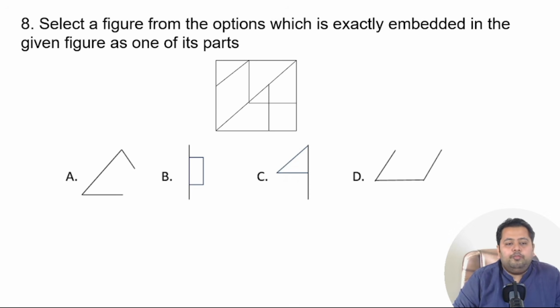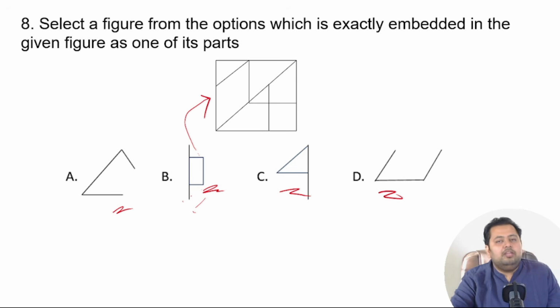Select a figure from the options which is exactly embedded in the given figure. So there are 4 options given over here, and you have to find out which of this pattern, this given image, is actually embedded in the main image that is given over here. So again, take some time, solve it, and then we meet the other side.